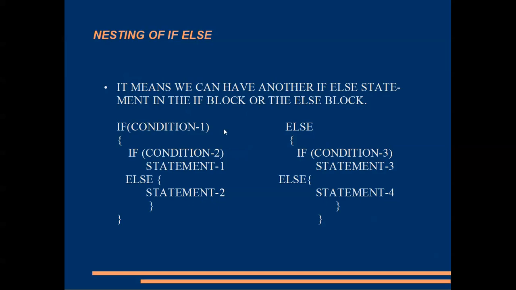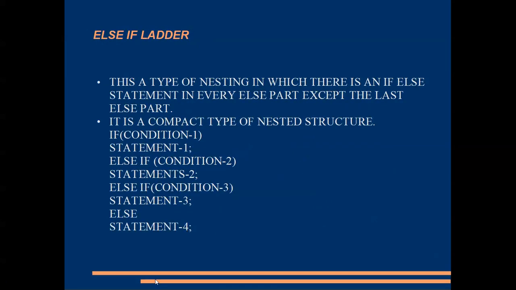If condition 1 is true, then we go inside and check the second condition. If it is true, then statement 1 will be executed and statement 2 will not be executed. The flow continues here only. If not, then we mention the else part. In the else part, again the condition is checked. If condition 3 is true, then statement 3 will be executed, otherwise statement 4 will be executed. So in this way, nesting is done.